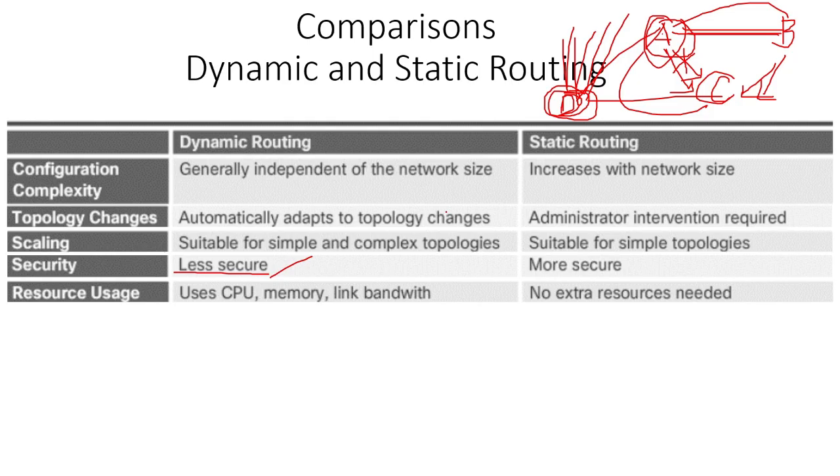In dynamic routing, it uses CPU, memory, and link bandwidth. This is once again due to the advertisements or the broadcast of messages that, hey, next router, I am alive. Hey, this is the router. I need you. You're the best path from A to Z. While in static routing, there are no extra resources needed because the network administrator has already configured the routes.